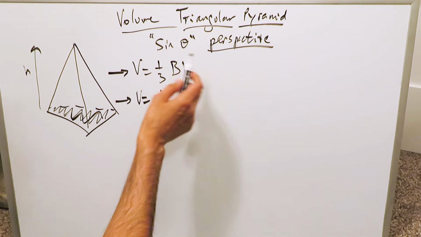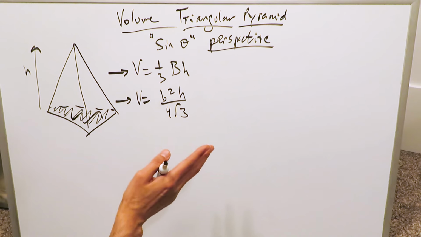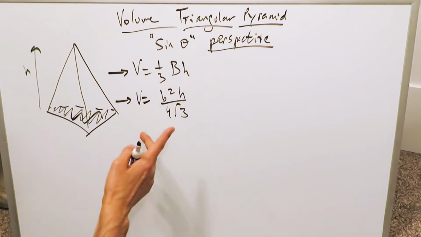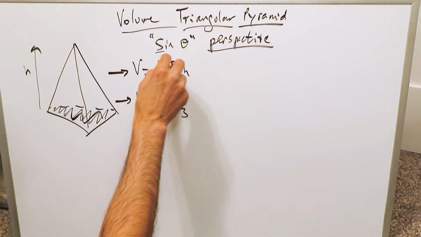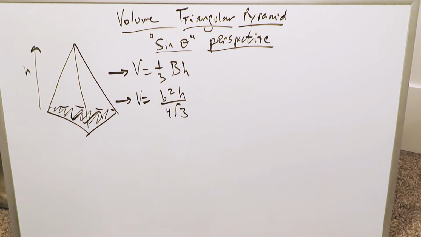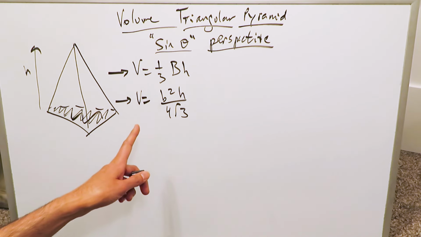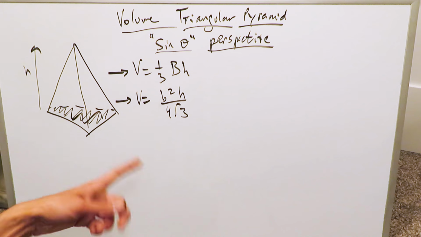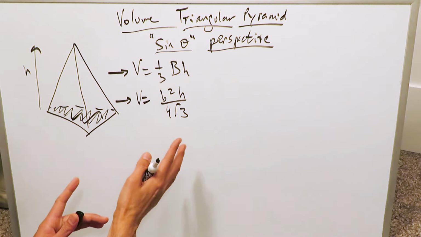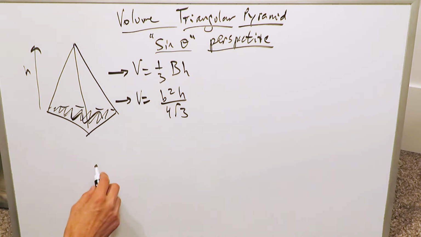Here I'm showing you something totally different. The end result is still the same in terms of what we have for a volume of a pyramid, but we are doing a sine theta perspective. I'll include the tags for videos associated with these formulas, so I won't have to talk about them in this video. How does this sine theta perspective come into play?